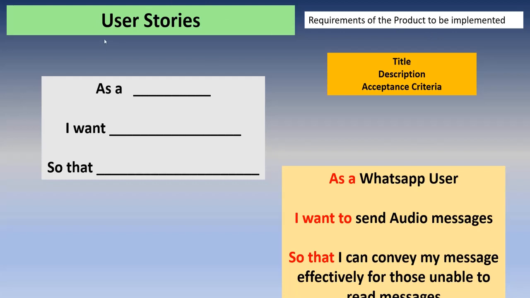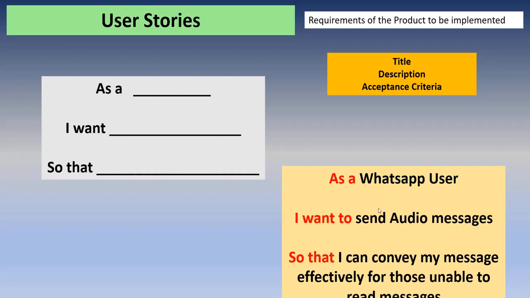To capture the user story details, we need to follow a structure. This is the kind of structure you need to follow: As a dash, I want, so that. You need to fill in these details to write the user story. What is this dash? We are going to write these user stories from the end user's point of view, or the customer's point of view.